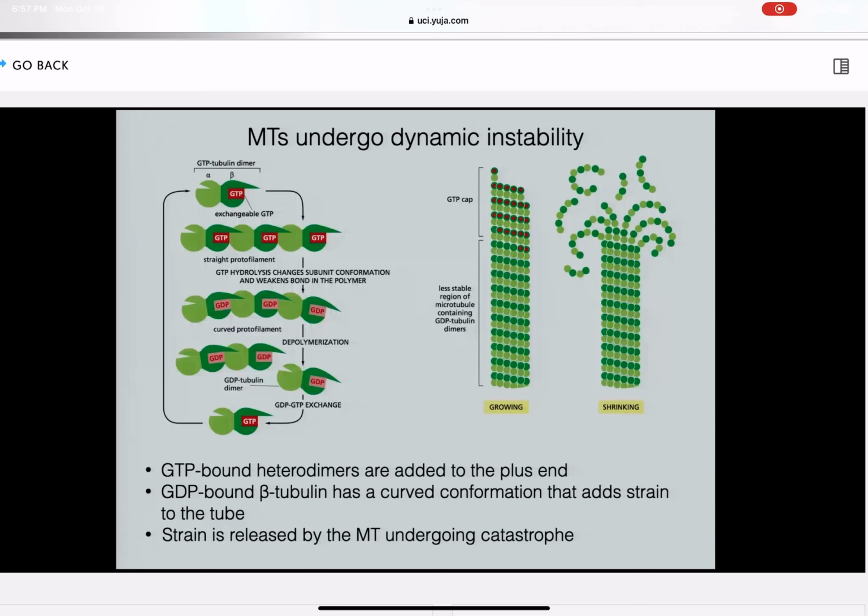Now, any questions when it comes to microtubule assembly or disassembly? Why would you need to disassemble microtubules? Anyone want to answer that question? Certainly, you disassemble microtubules and you use them during mitosis, absolutely. But in general, conceptually, why would you want to disassemble a microtubule?